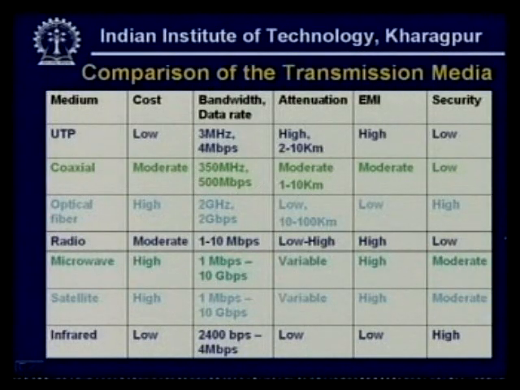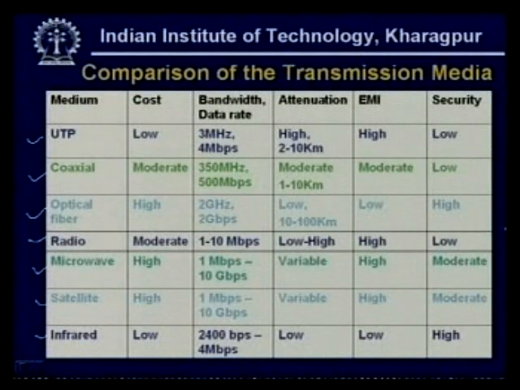Before I discuss the transmission of digital signal, let us very quickly give an overview of the transmission media that we discussed in the last two lectures. As you remember, we discussed two types of transmission media, the guided media and unguided media. The first few here, for example, UTP, coaxial cable, optical fiber, these three belong to the guided transmission media. On the other hand, radio, microwave, satellite and infrared belong to unguided transmission media.